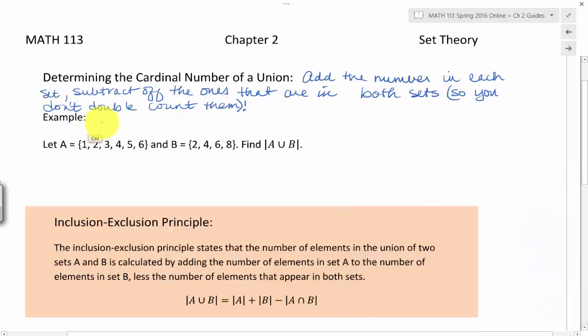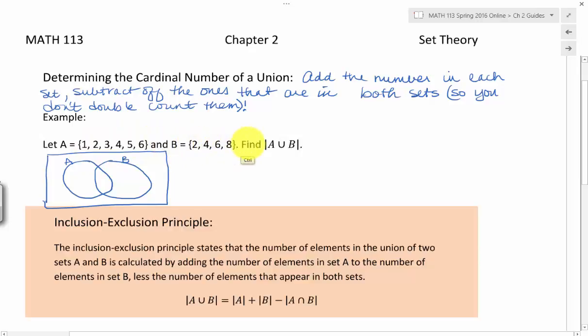And the example here is A is the set of numbers 1 through 6. I can see that A has 1, 2, 3, 4, 5, 6. B has 2, 4, 6, 8. And so I can see that the 2, the 4, and the 6 are in common, and they go in the intersection part, 2, 4, and 6.